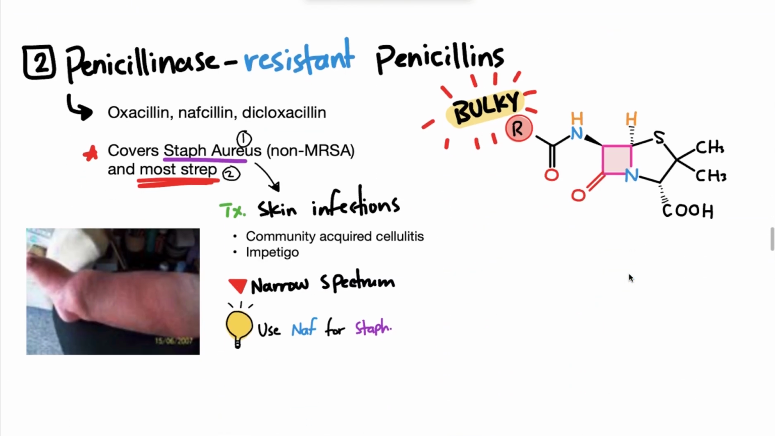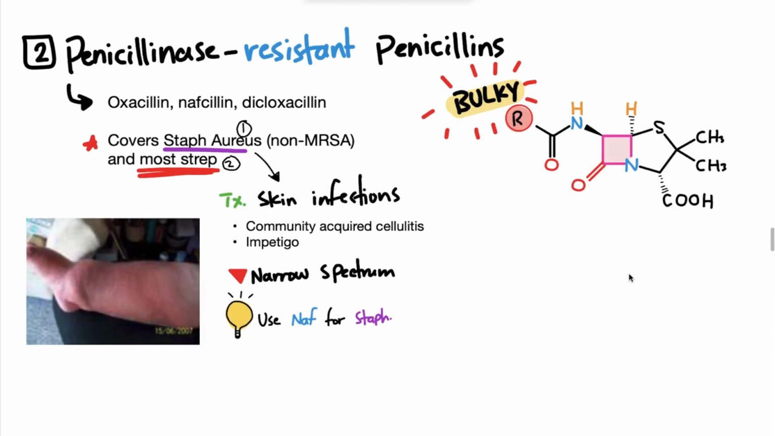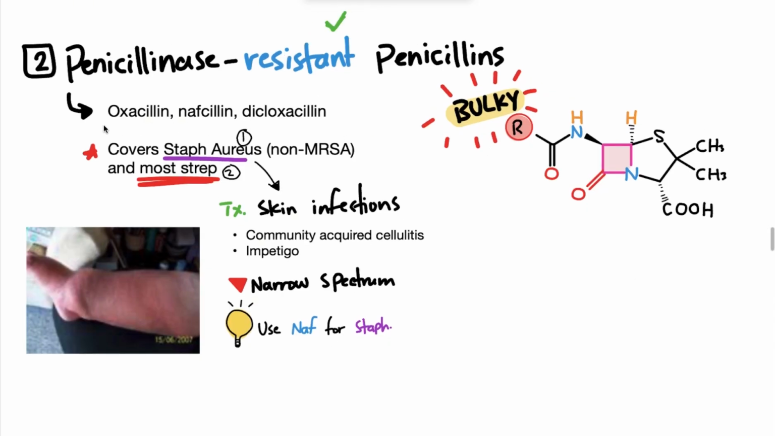Let's move to the next antibiotic category, which is Penicillinase-resistant penicillins. So these antibiotics, we have Oxacillin, Nafcillin, and Ticarcillin. They cover Staph aureus and most strep bacteria. So the Staph aureus it covers is non-methicillin resistant Staph aureus. And as you can notice here, we have Staph aureus and strep.